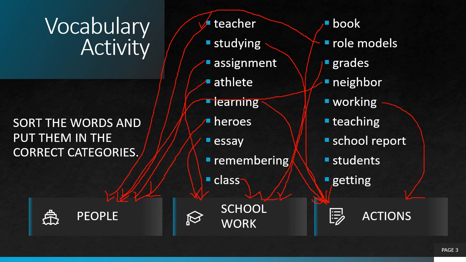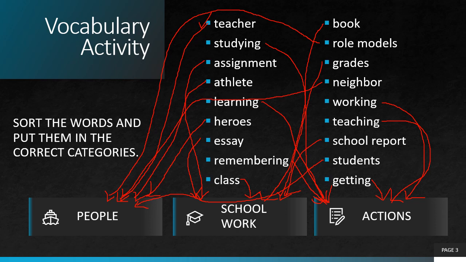Actions. How about teaching? Actions as well. How about school report? Schoolwork. Students. You are a student, so you are people. And the word getting, what is getting? It's an action. Alright, so we have sorted out the words that are related to education.